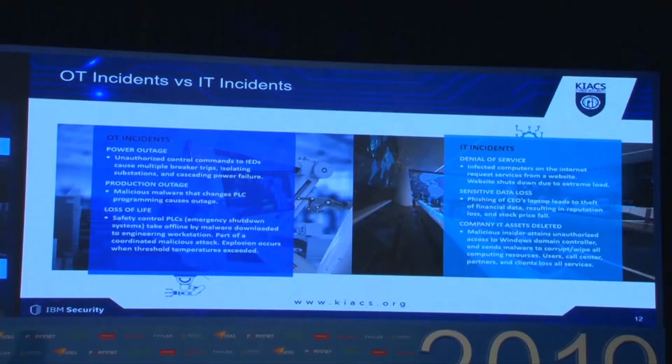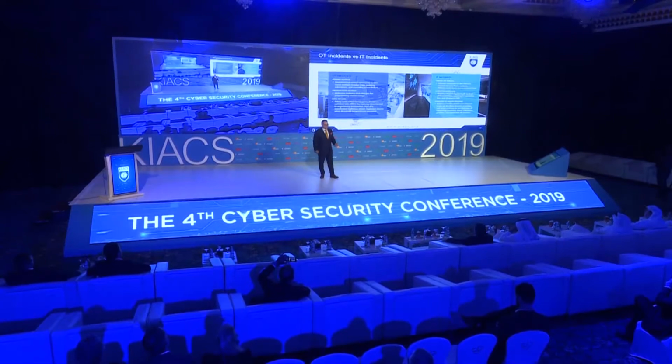So what's the difference between an IT and an OT incident? In an IT incident, that's typically, let's say, a denial of service attack, where many bots on the internet or robots are used to send a volumetric attack to a site or to a company. Or let's say loss of sensitive data, such as maybe the CEO had board deliberations where they're going to purchase a company or build a new factory, mine, or site.